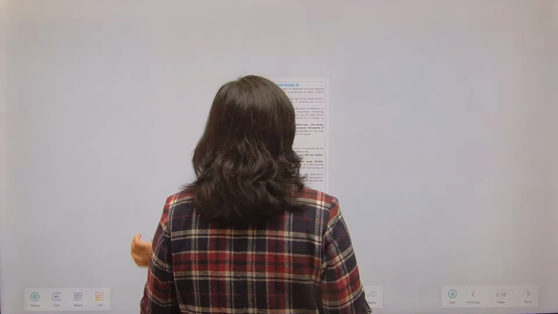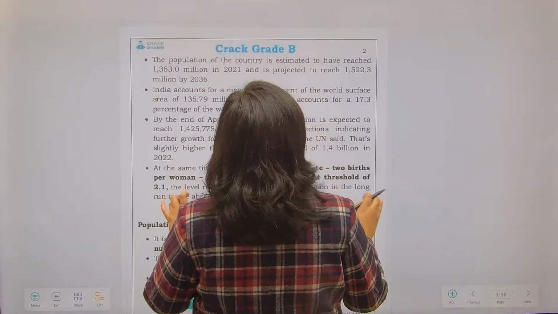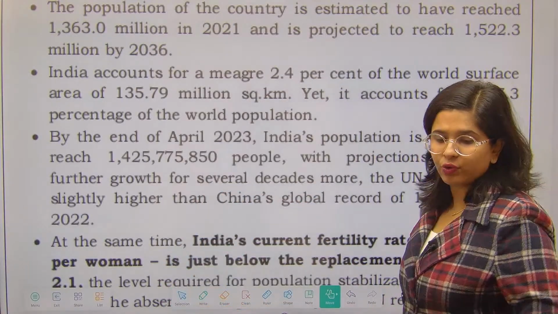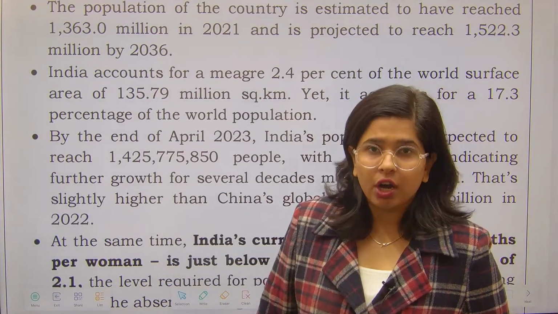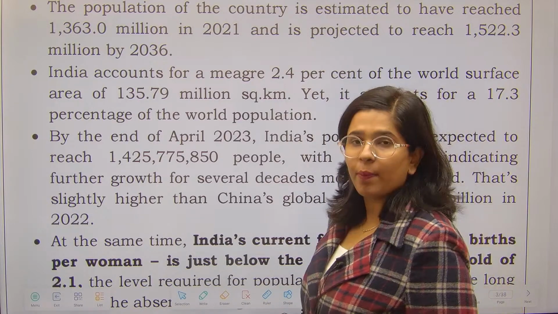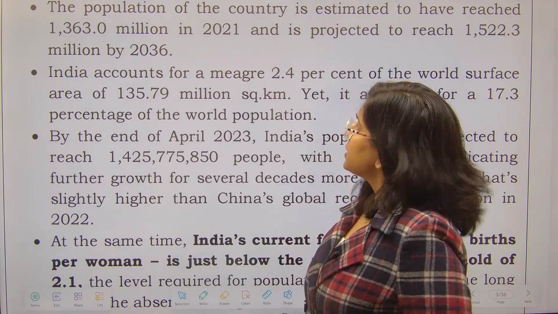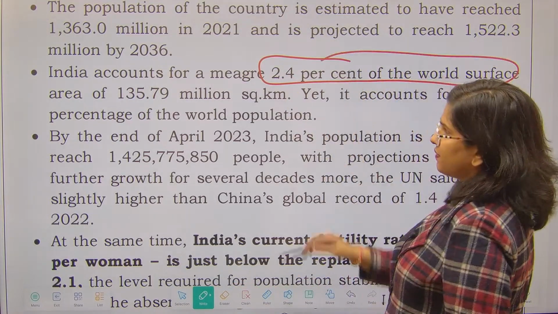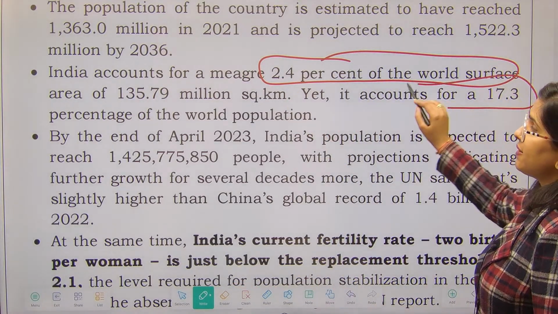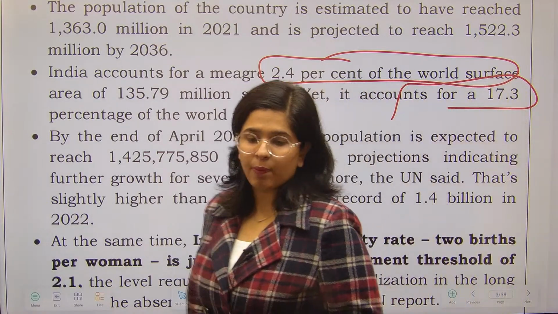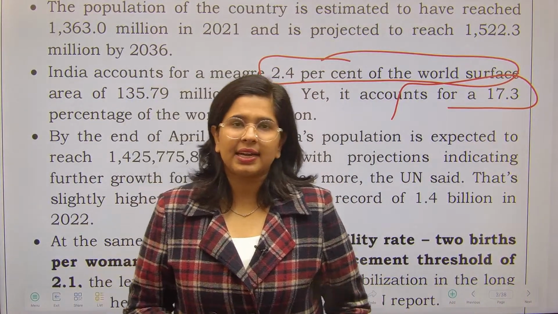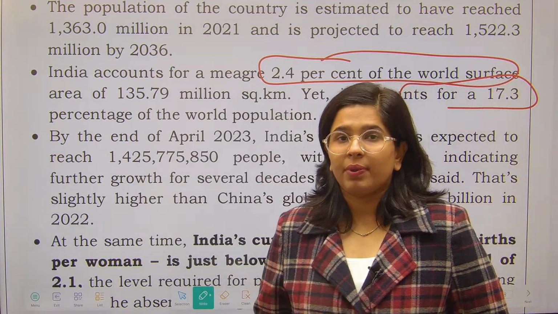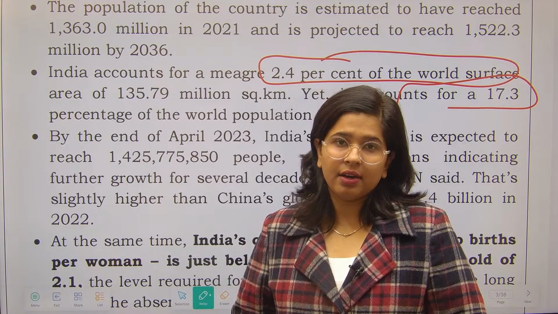Next thing, they have some population projections, but we will not talk about that, right? Because we will see the population projections as per UN. See over here, India accounts for a meager 2.4% of the world's surface area, right? But yet it accounts for 17.3% of the world's population. So that is the data that one needs to remember, that we have a smaller portion of land area, but the population that we cater to is obviously huge.